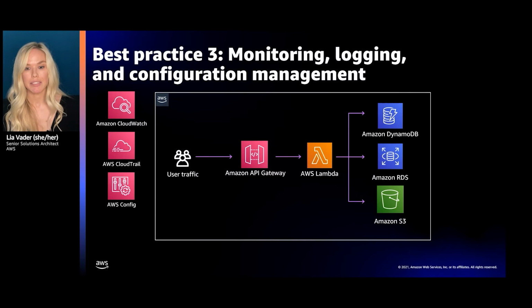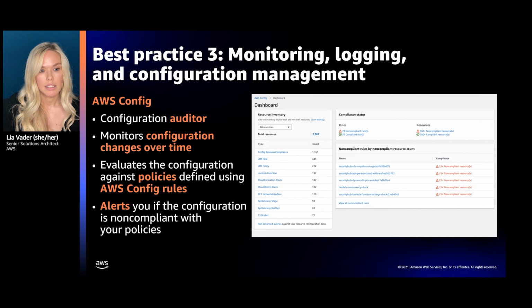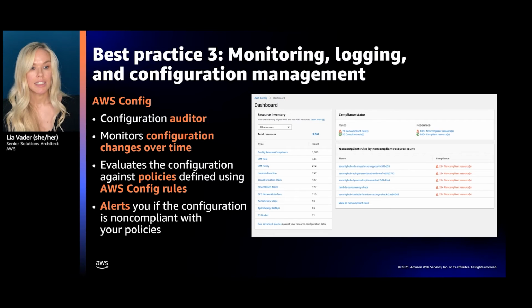Next, we want to talk about Config. So when you turn on AWS Config, it begins recording any configuration change, as well as compliance violations from preset rules. So this is what their dashboard looks like. It is a configuration auditor, and it monitors configuration over time. And it evaluates that against a set of rules.